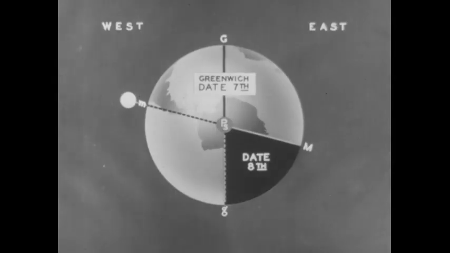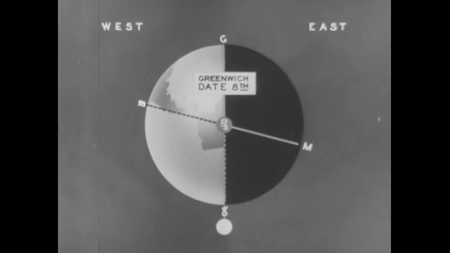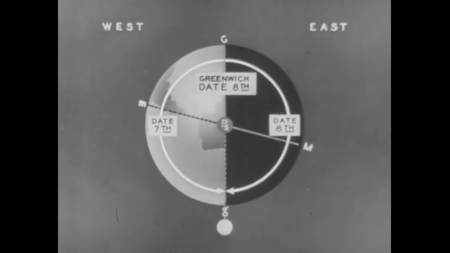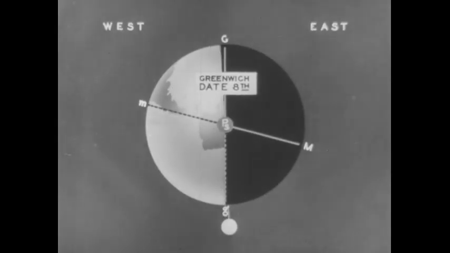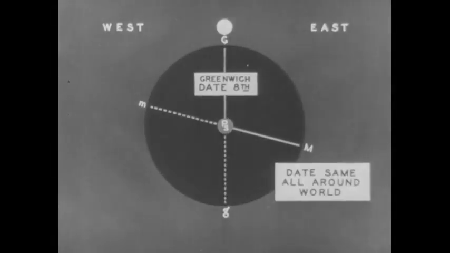If we allow the black area to indicate the positions where the date has changed to the 8th, we can see that the date of all places in east longitude becomes the 8th before Greenwich. As the sun transits the lower branch of the Greenwich meridian, it becomes the 8th at Greenwich, and all places in west longitude are behind Greenwich in date. As the sun again reaches Greenwich, we can see that the date is the 8th, and once more it is the same all around the world.